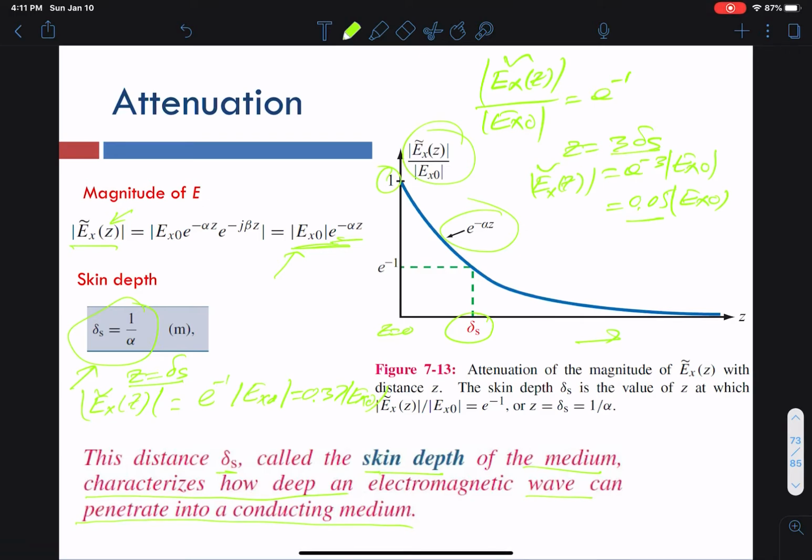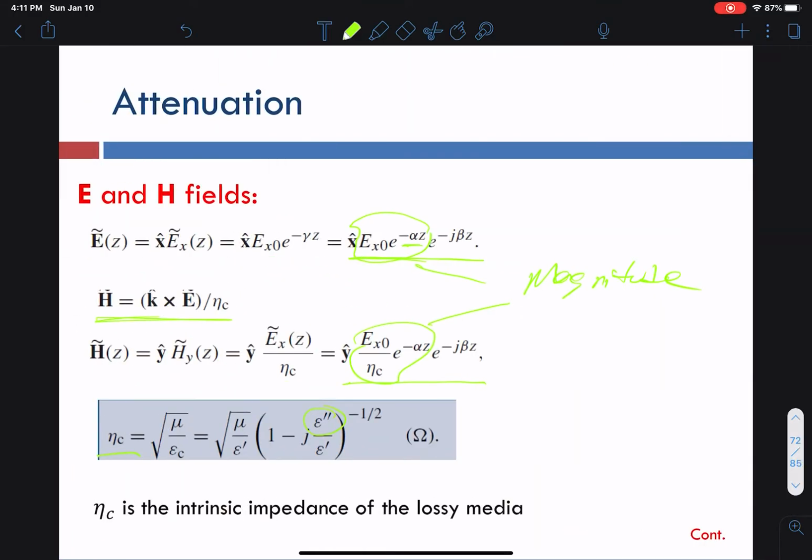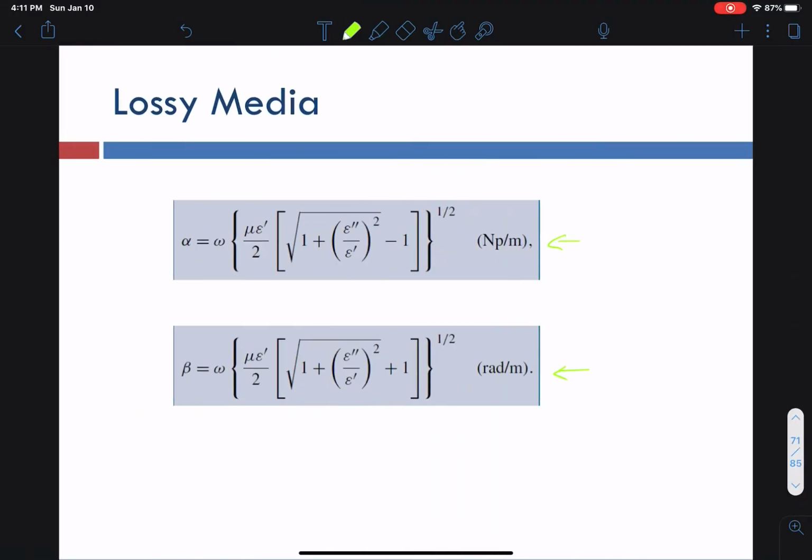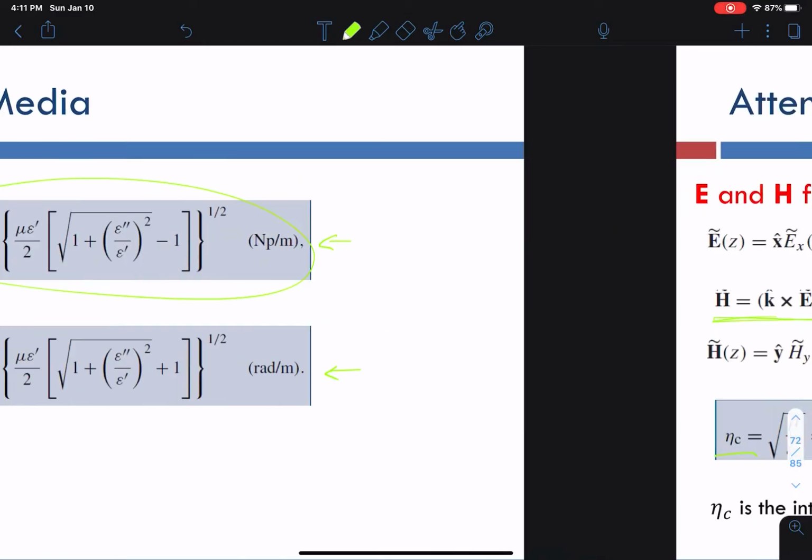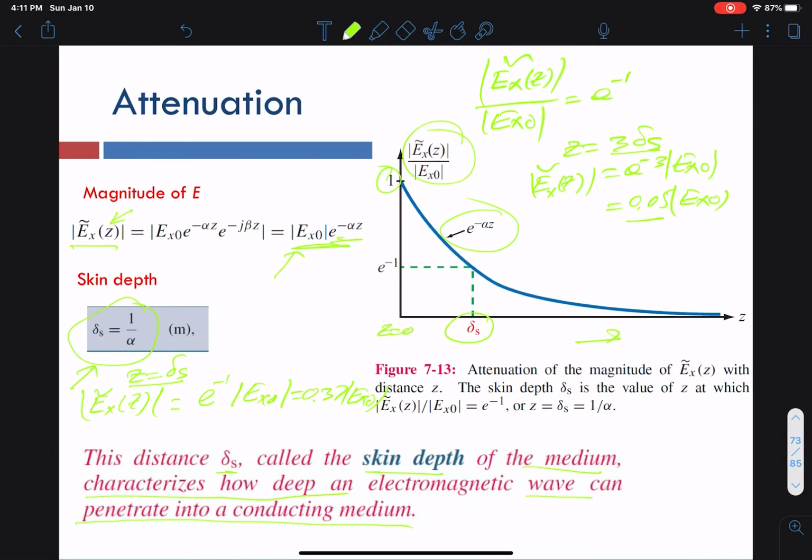And what is delta S? Delta S, again, is 1 over alpha. What is alpha? You have to find alpha from the equation I gave you before. Alpha is right here. That's how you get the alpha for a medium. So if you know the alpha of your medium, now you can calculate your signal strength at every point of your propagation.